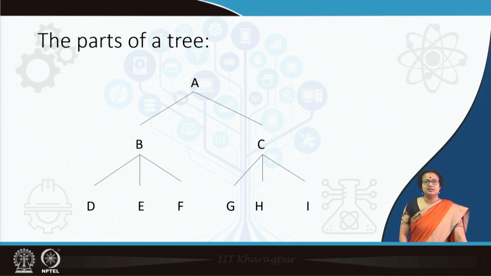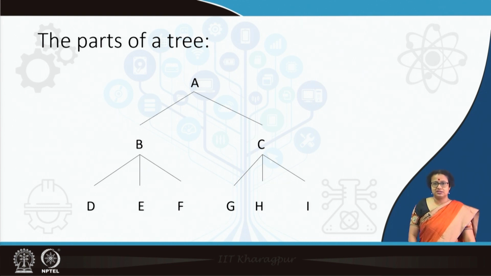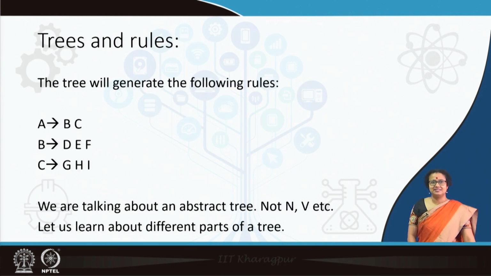So, here is an example of a tree, and you can think about different XPs or Xs or X bars here. So, this is an abstract tree, right. We have not used N, V, etc., and we can create very simple and basic rules for the tree. A goes to B and C, B goes to D, E and F, and C goes to G, H and I.